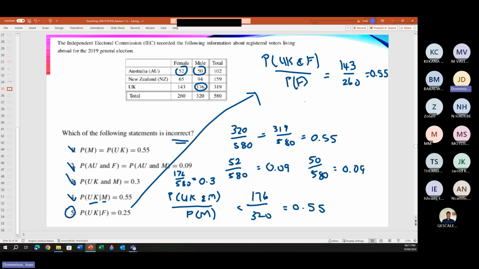Let me just check that again. So 143 UK and female, given female, so 143 divided by 260. Yes, also 0.55. Sure, okay, so there's a few 0.55s in this setup.